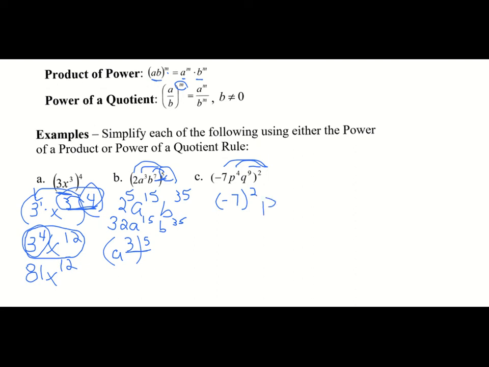P to the, again, 4 times 2 is going to be 8 because you want to multiply. And then q, 9 times 2 will give us q to the 18th power. And again, if they ask you to multiply it out, -7 squared is -7 times -7, or 49 p to the 8th q to the 18th power. And that is it for that one.